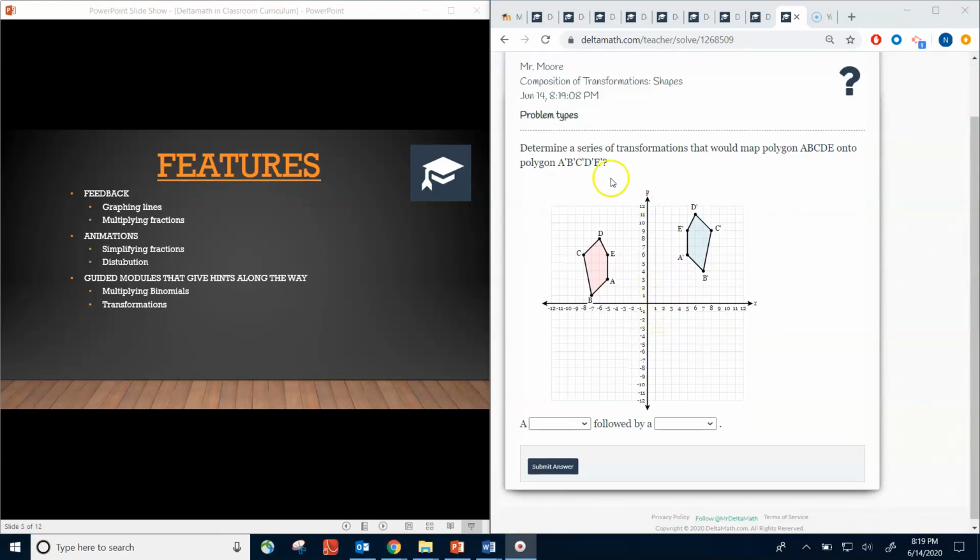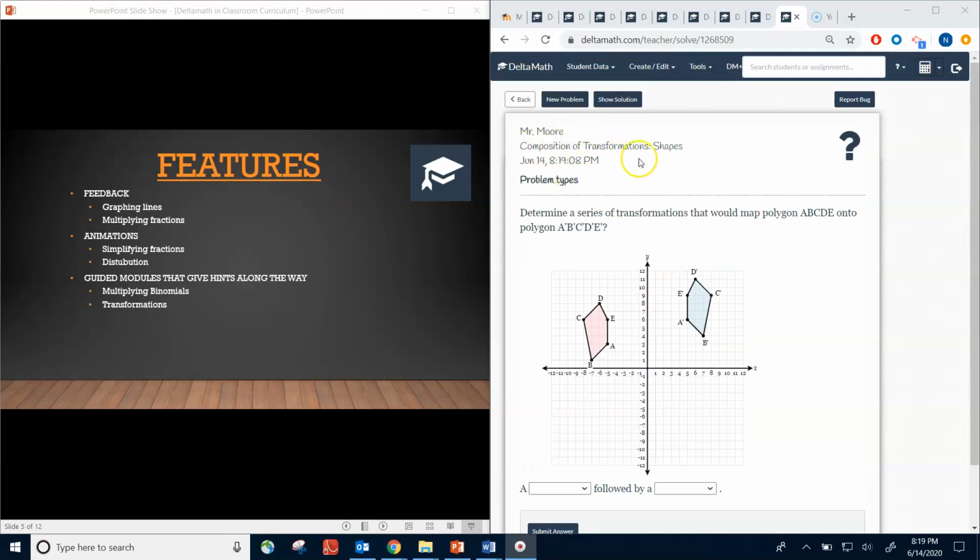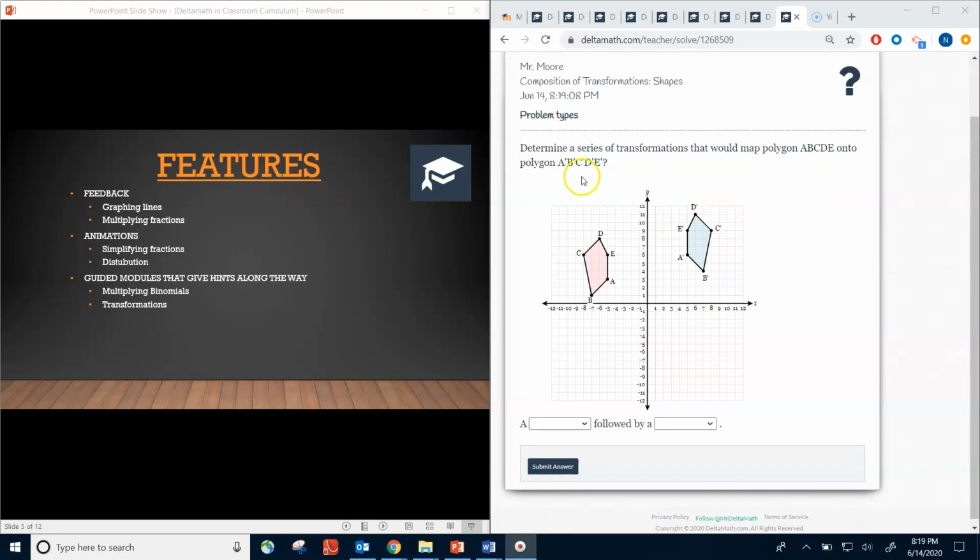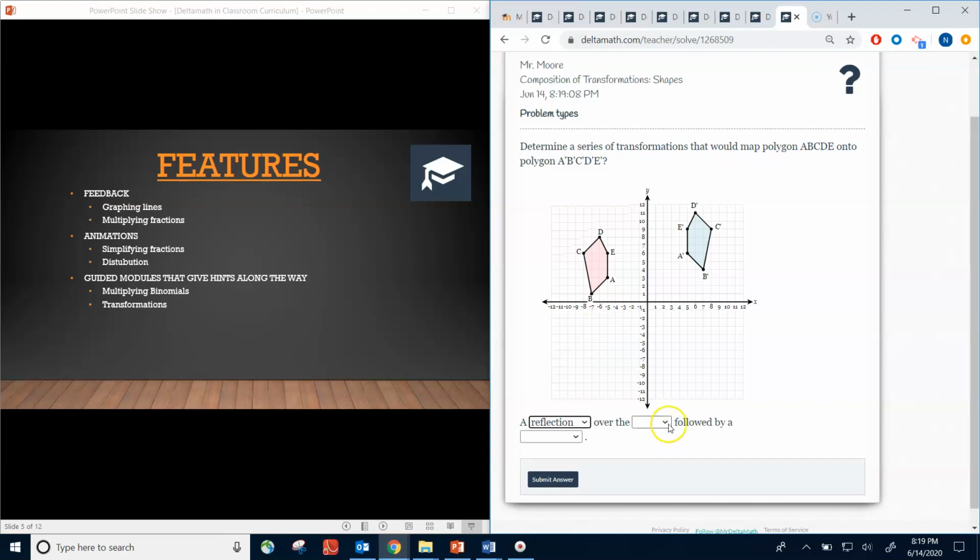So, in this situation, it wants to find the composition of transformation shapes. Determine the series of transformations that would take the polygon A, B, C, D, E onto polygon A prime, B prime, C prime, D prime, E prime. Well, it allows them to kind of select and decide, hey, is this a reflection, a rotation, a translation, or a dilation? In this case, it would be a reflection over what? Well, it would be the x-axis or a y-axis. If I say a y-axis, it'll clearly go from one side to the other.